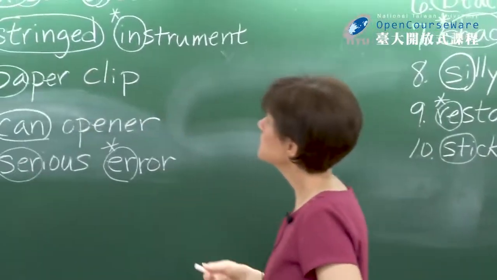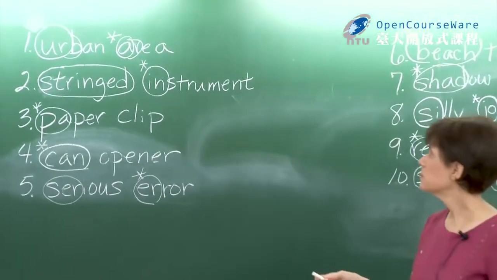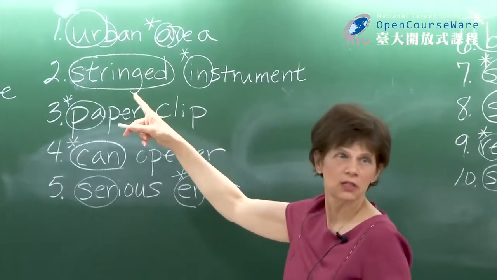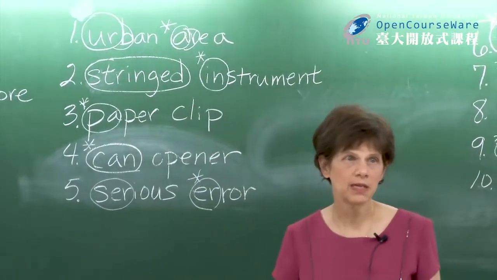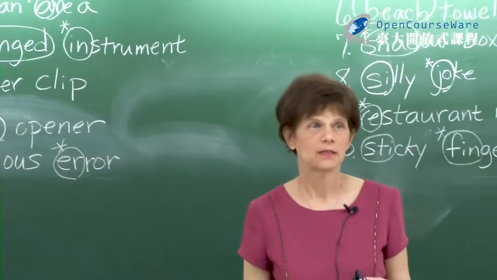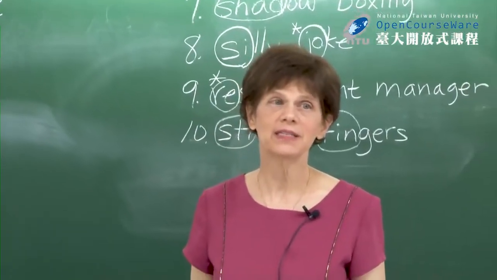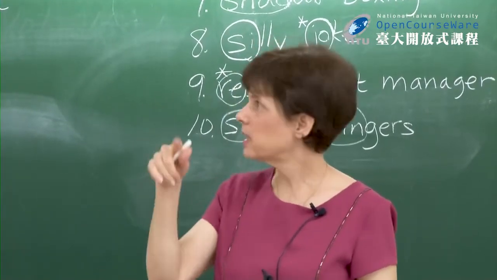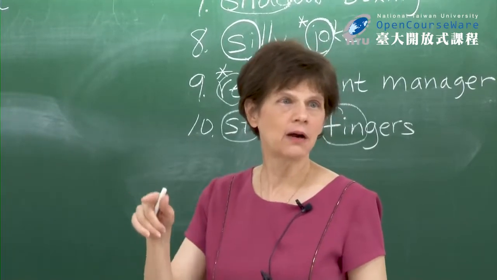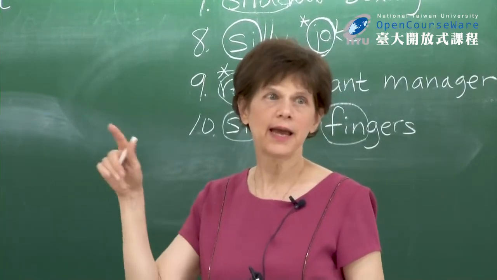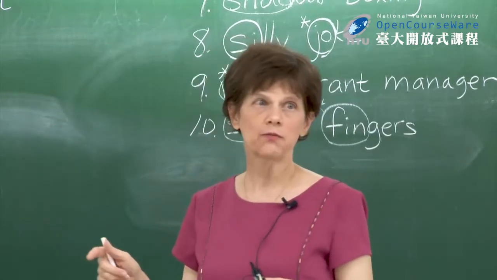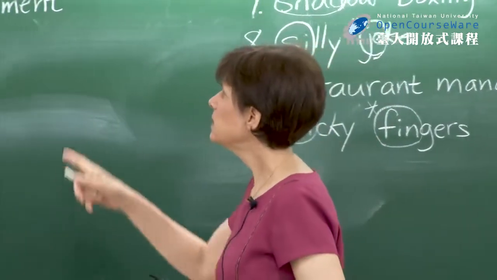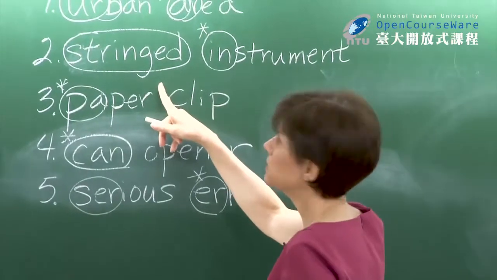Number two, is this correct? Yes, it is. And what's really impressive is she didn't just circle string, she circled the whole word, which is necessary because the whole word only has one syllable, that's why. So we circle the whole word. If the person whose paper you have circled only part of it, like S-T-R-I or S-T-R-I-N-G, it's wrong. The E-D has to be in there. The whole word must be circled. So for future reference, if a word has only one syllable, you have to circle the whole thing. Instrument is correct. String with E-D.